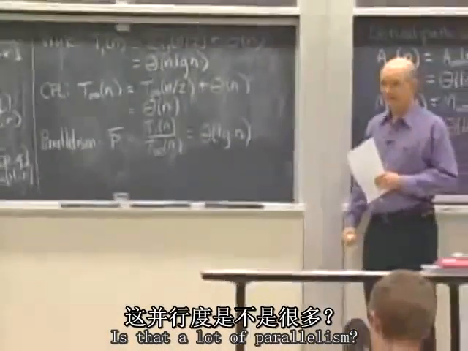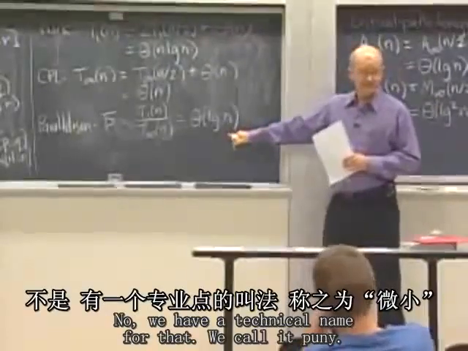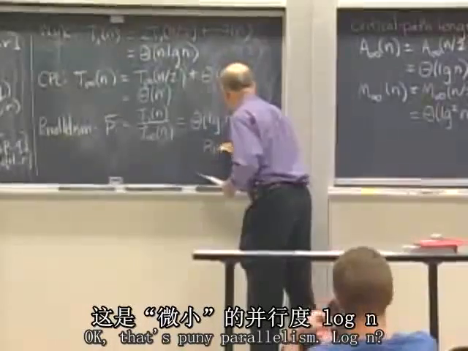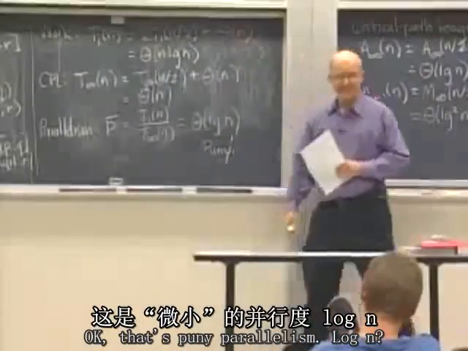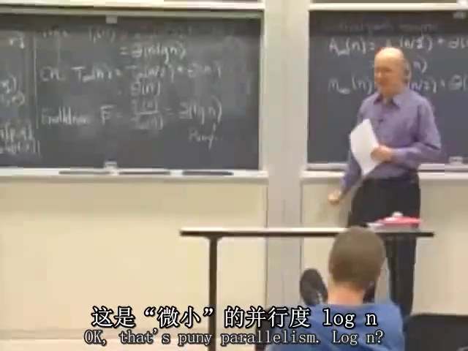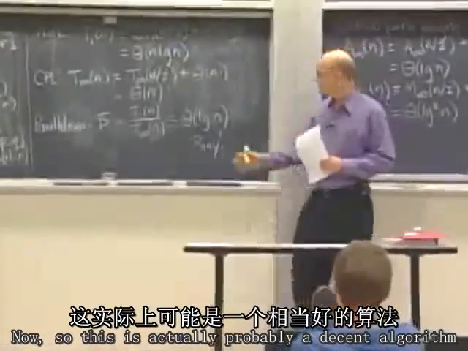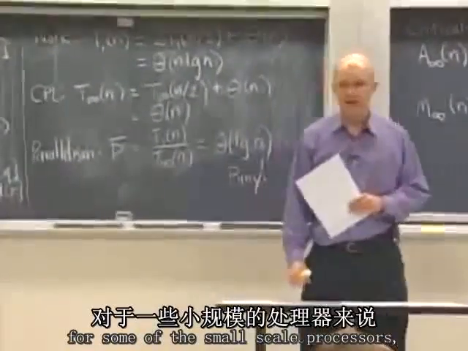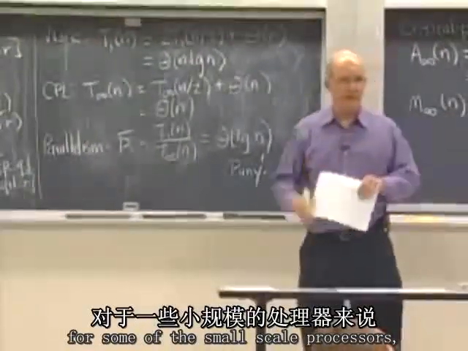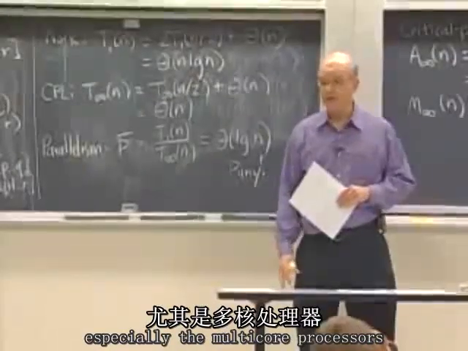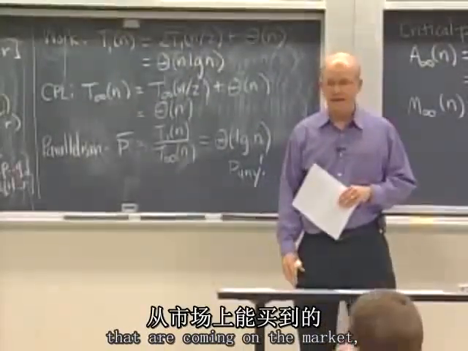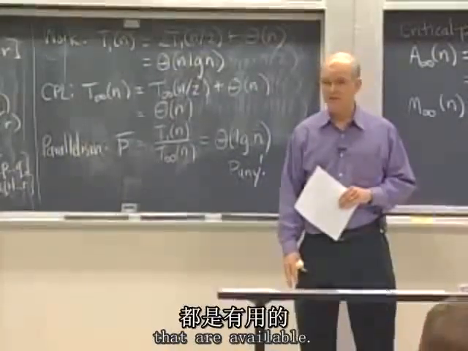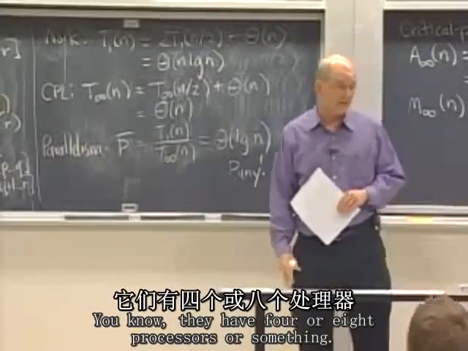Is that a lot of parallelism? No, we have a technical name for that. We call it puny. That's puny parallelism. Log n. Now, this is actually probably a decent algorithm for some of the small-scale processors, especially the multi-core processors that are coming on the market, and some of the smaller SMP, symmetric multiprocessors that have 4 or 8 processors or something, might be okay.